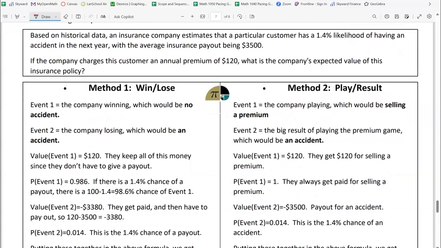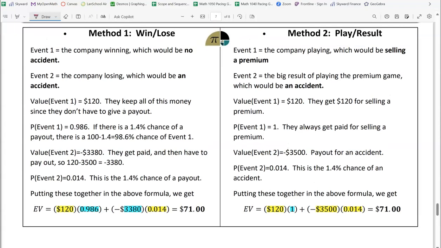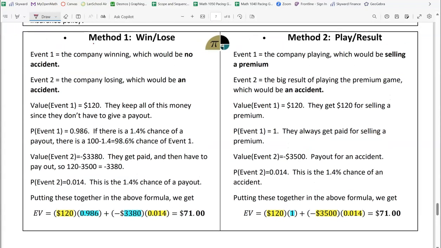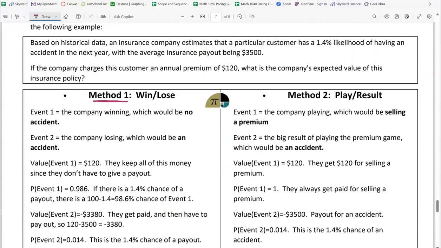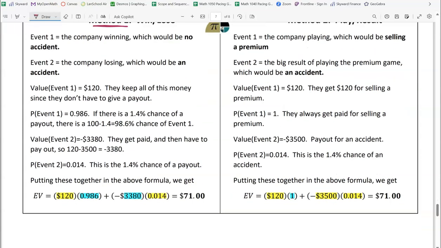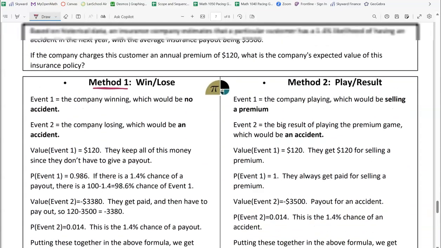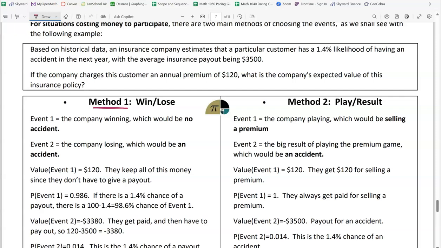So if we are looking at this problem here, they have two different method explanations. I use method 1. I don't love how they explain it though, so I'm just going to explain it how I want to explain it. But these are two different methods. You get the same thing either way. If you don't like my explanation, you can go ahead and watch the video for those.